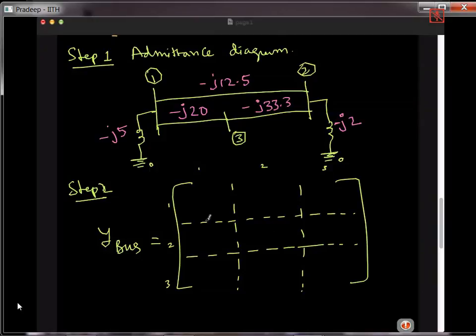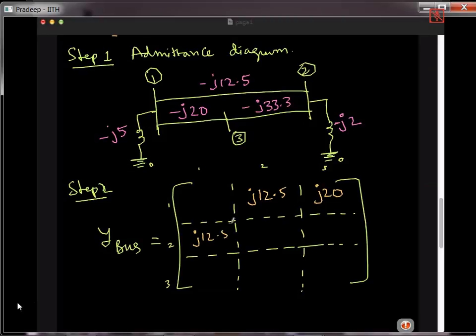So now, any line connecting from 1 to 2? Yes, there is a line. So the negative of that you take. So that is J12.5. Is there any line connecting from 1 to 3? Yes, there is a line connecting from 1 to 3, that is minus J20. So here it will become plus J20. Now these two elements will just simply be copied here.